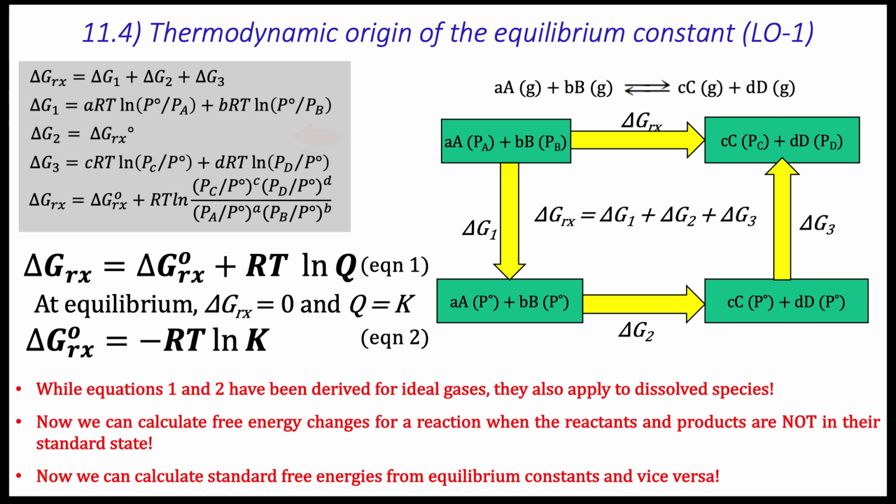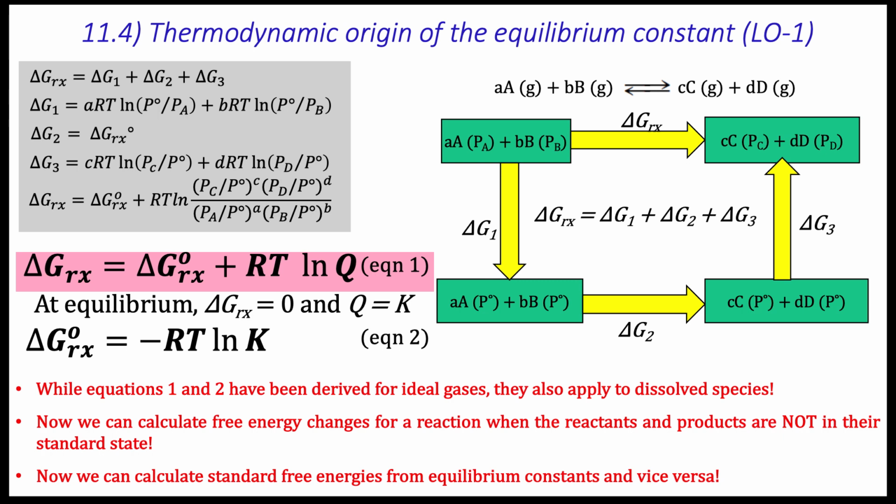So if we add together delta G1, delta G2, and delta G3, and do some rearranging, we can show that the reaction free energy equals the standard reaction free energy plus RT times the natural log of this ratio. If you look carefully at this ratio, you'll see that this is just the reaction quotient Q. So the final expression is delta G equals delta G naught plus RT times the natural log of Q.